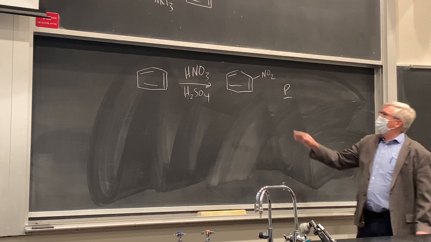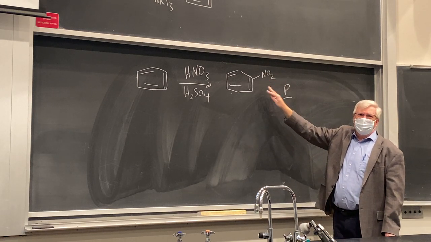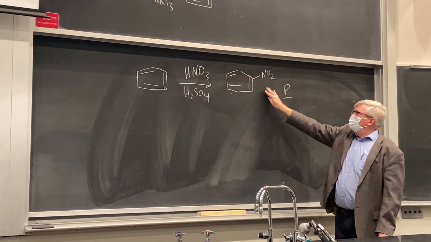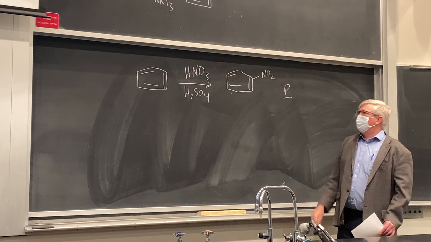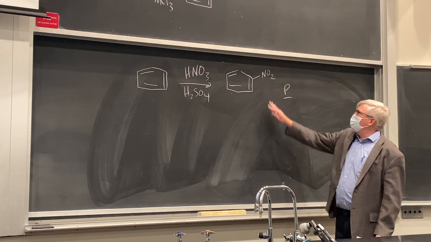Changes the properties completely. This is a more polar compound now. It's still liquid. Nitrobenzene is still liquid. It's much higher boiling than benzene itself. So again, that's the magic of OChem. We change the properties as we change it to a new material. But how does it work?